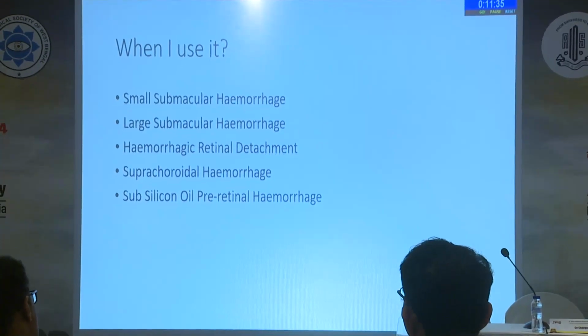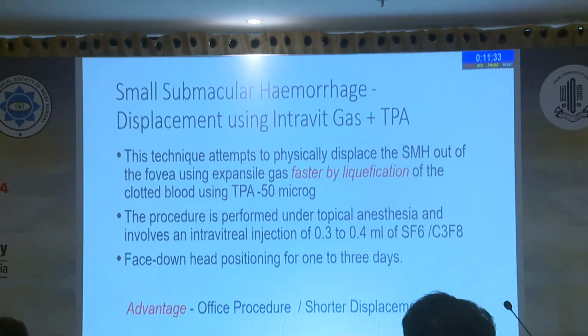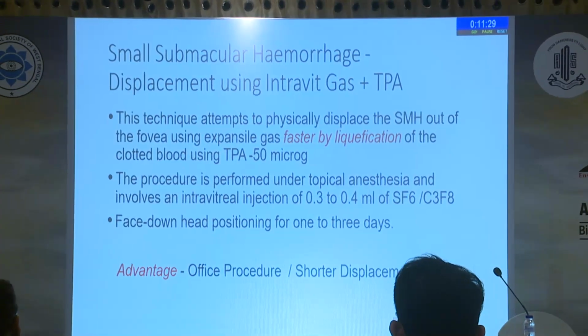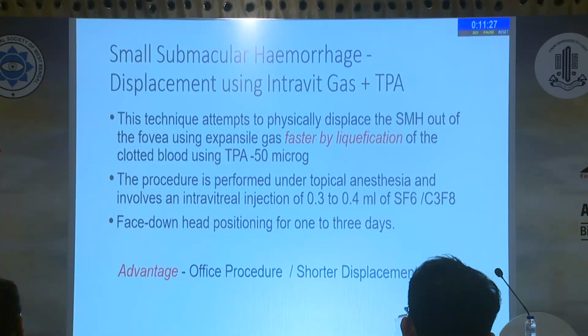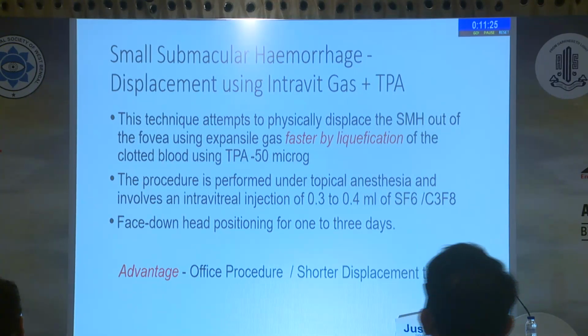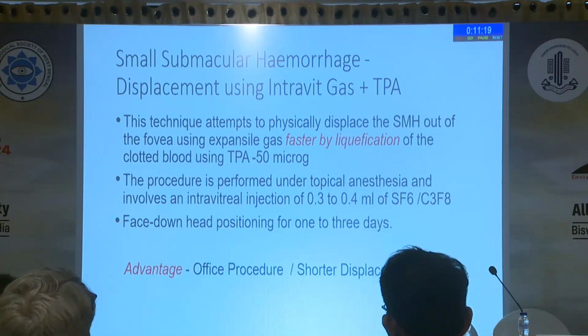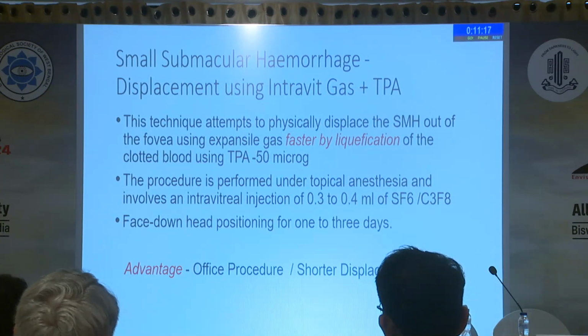subsilicon oil pre-retinal hemorrhages. Small submacular hemorrhages you just displace using the intravitreal gas and tPA. This technique attempts to physically displace the submacular hemorrhage out of the fovea using expansile gas, faster by liquefaction of the clotted blood using tPA. The dose given is 50 micrograms.